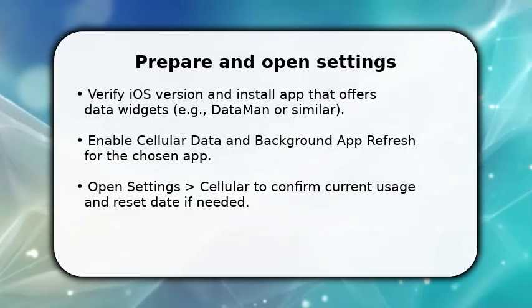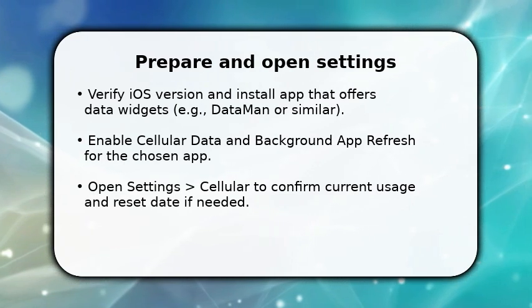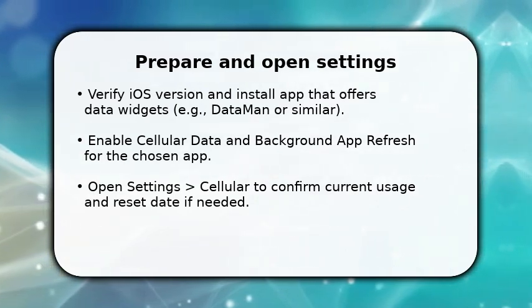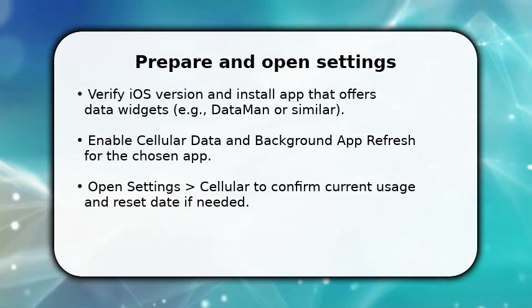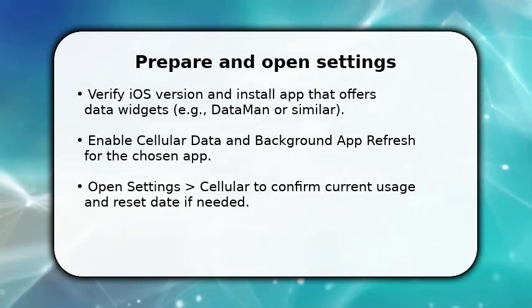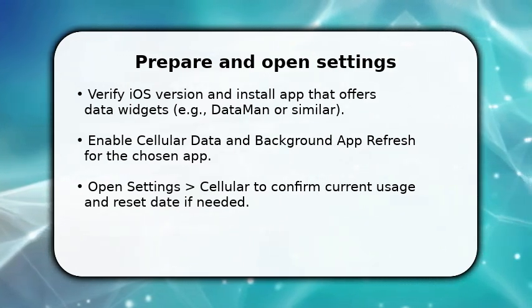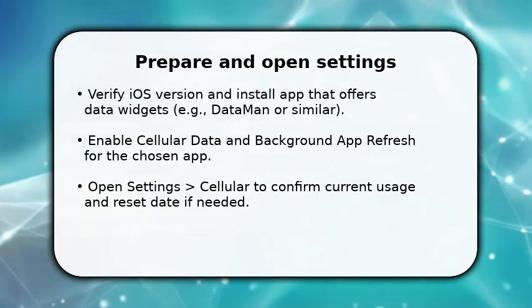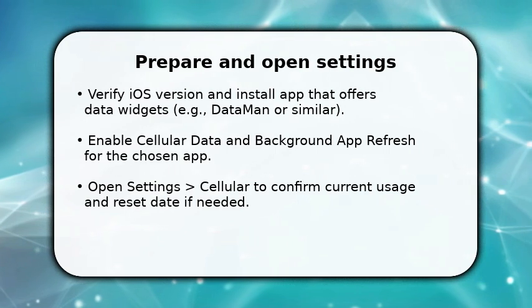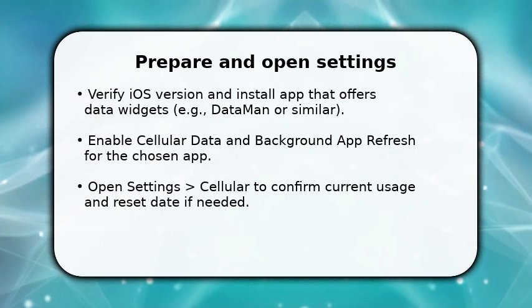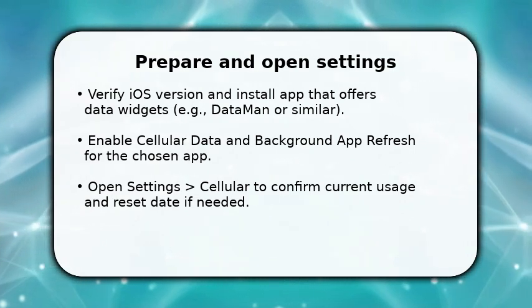You begin by making sure your phone can report usage to a widget. Install a trusted data monitoring app that includes widgets, then grant it permission to use cellular data and background app refresh. Open Settings Cellular to confirm your current totals and note your billing cycle reset date. Once done, set the same reset inside the monitoring app so numbers match. This sync prevents surprises and makes the widget display active.